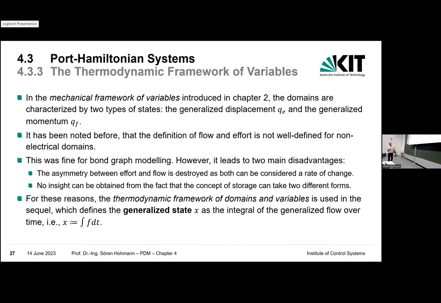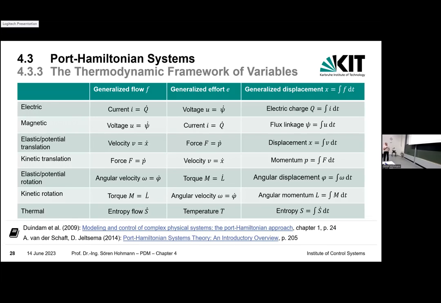Therefore, in the literature one speaks of the so-called thermodynamic framework, because in this framework it's always the case that the variables used are generalized over flow and state variable. So we always have the flow and the state variable. That's the only thing helping us keep things as simple and as similar as possible. Or put it in a table: you can define it in an electric way to define the flow as the current, and in the magnetic field, the flow as the voltage.